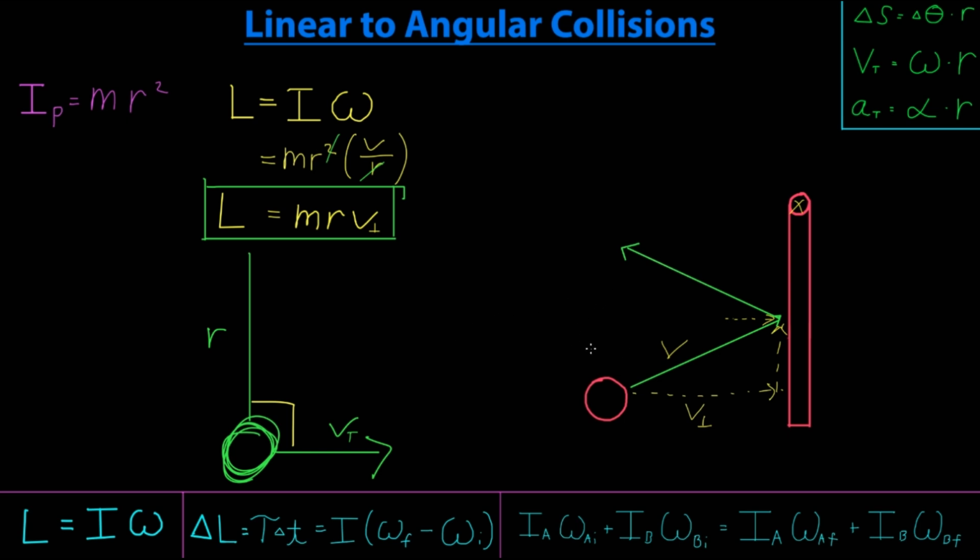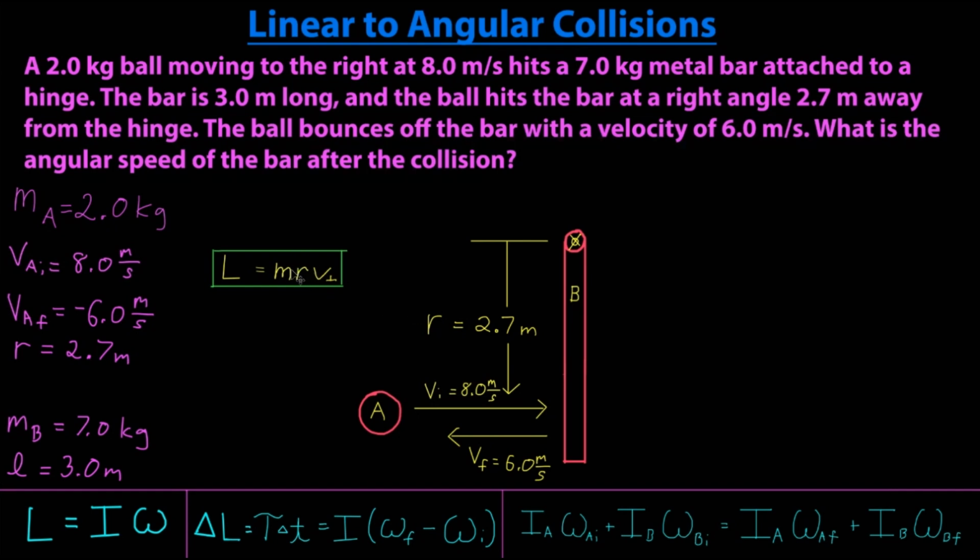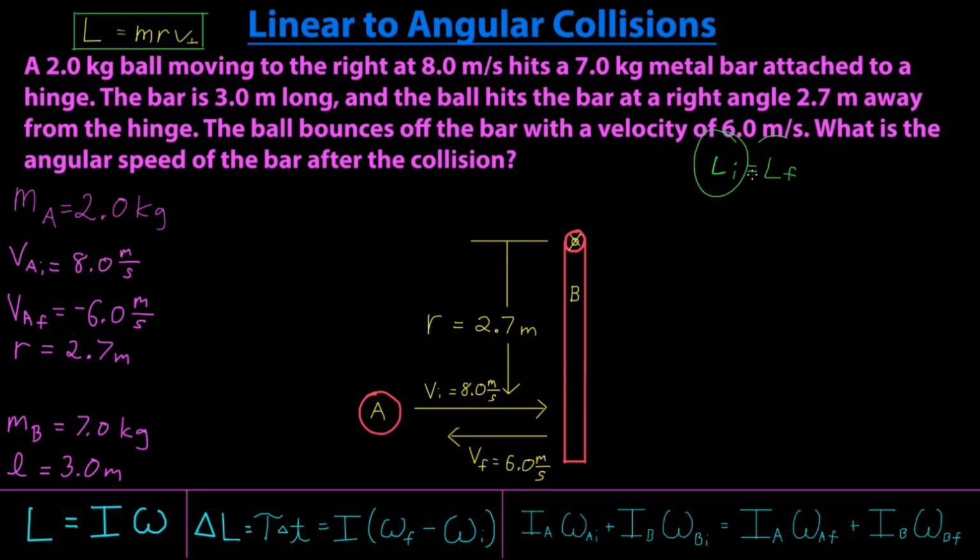All right, now let's go back and take a look at our original problem. And I'm going to take the equation we just derived and put it up in the corner here so it's out of the way. And let's get to work. Now for starters, this is a collision. Biggest rule for collisions is momentum is conserved. Angular momentum initial equals angular momentum final. There are two objects, so initial A plus initial B equals final A plus final B.